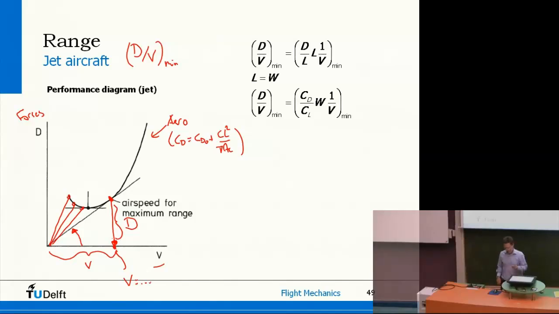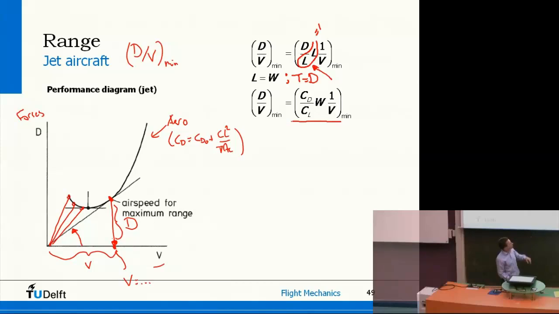Lift equal to weight, and thrust equal to drag. Therefore, if I substitute one of these lifts with aircraft weight, then this is what I end up with. So in order to have minimum drag over airspeed, I must have CD over CL times aircraft weight divided by airspeed.